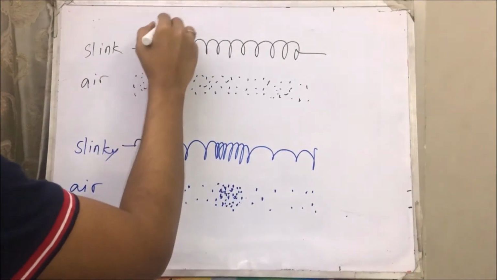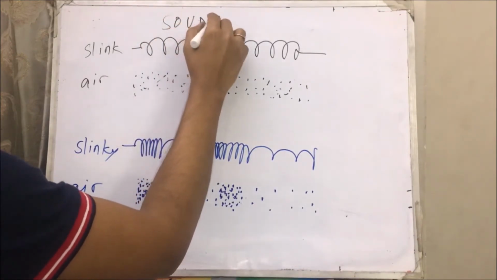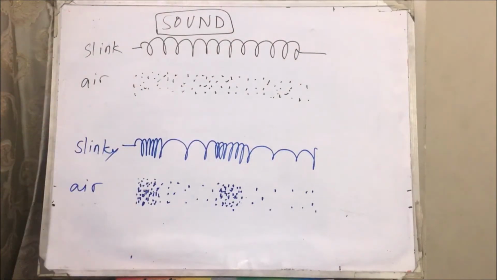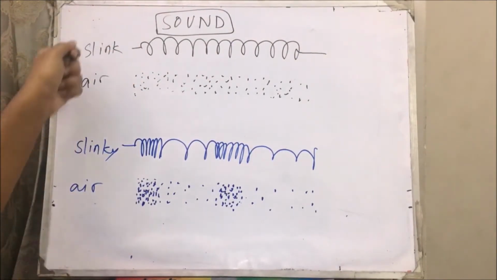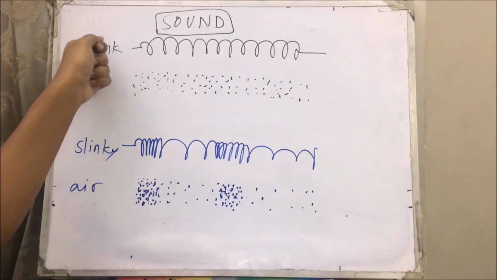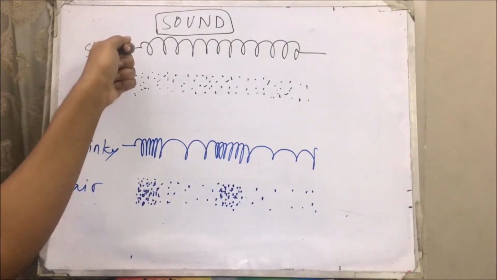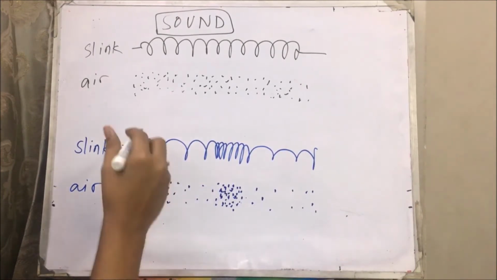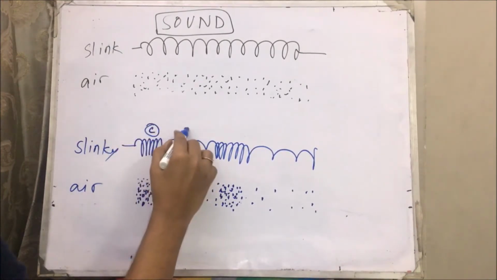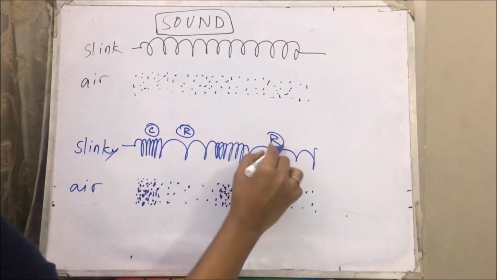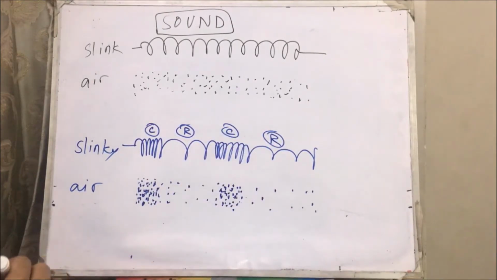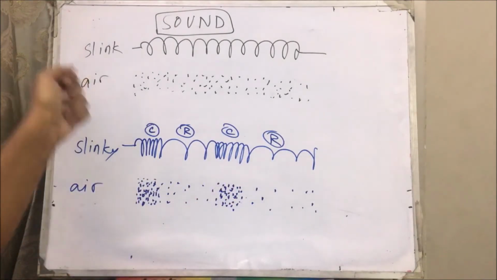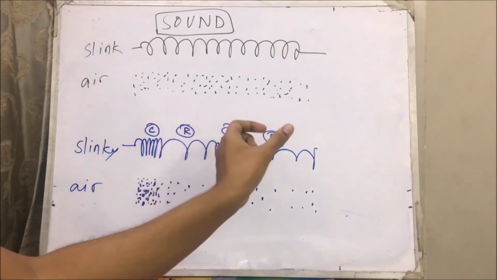Now we will look at sound waves in more detail. This is a slinky, a spring, and this is at rest. When I move this slinky in the direction parallel to the length of the slinky, then I produce longitudinal waves in this slinky, as previously stated in this video. These places are called compressions, and these places are called rarefactions. Compression. Okay.